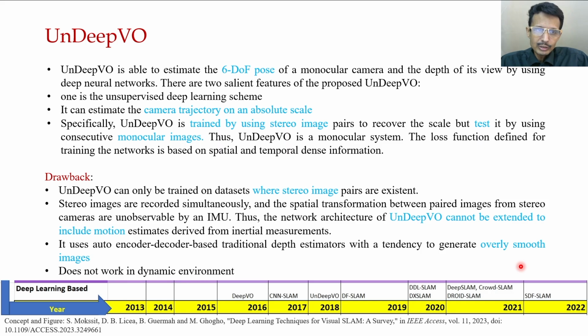The major drawback of UnDeepVO is that it can only be trained on datasets where stereo image pairs exist. Stereo images are recorded simultaneously, and the spatial transformation between paired images from stereo cameras is unobservable by the IMU. Thus, the network architecture of UnDeepVO cannot be extended to include motion estimates derived from the inertial sensor. So, these are the basic drawbacks. It also uses an auto-encoder-decoder based traditional depth estimator with a tendency to generate overly smooth images. It does not work in dynamic environments. These are the problems of this.